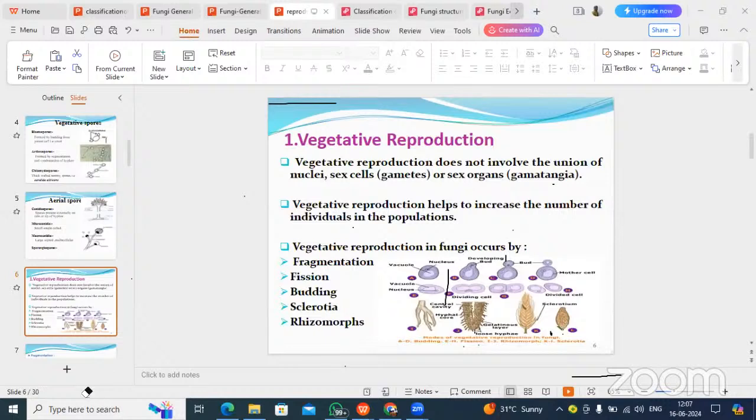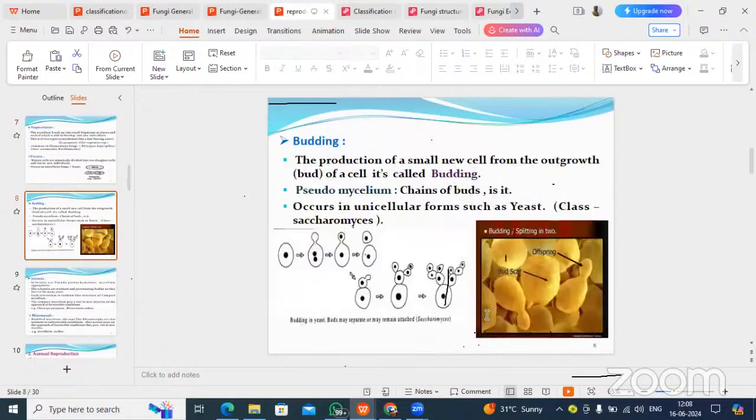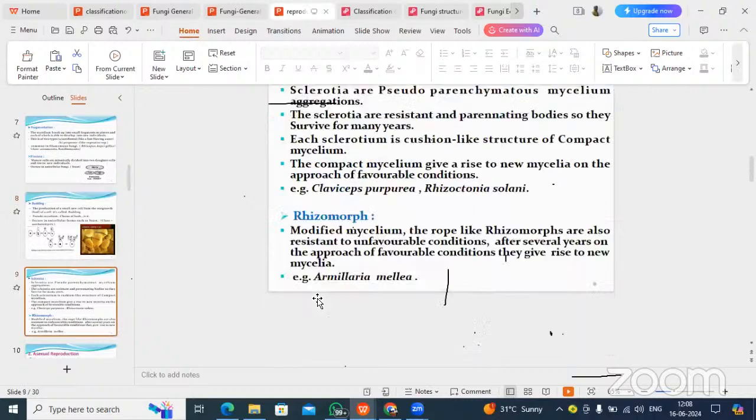And then next is asexual reproduction. You see fragmentation, fission, how it is dividing into two, usually in the yeast cells. Budding, how the yeast buds. You should know yeast. Sclerotia and rhizomorphs, this we already discussed.